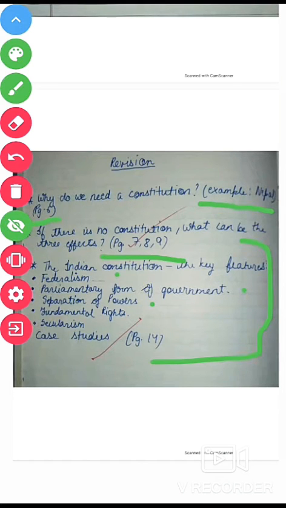There's federalism, parliamentary form of government, separation of powers, I have already told you. And you also need to learn the fundamental rights, these are very important, they can come in 5 markers, guys. Okay, so you need to read these fundamental rights. Then there's secularism, this is also important, it might come in a 1 marker question. And then there's a case study on page number 14 you need to focus on.